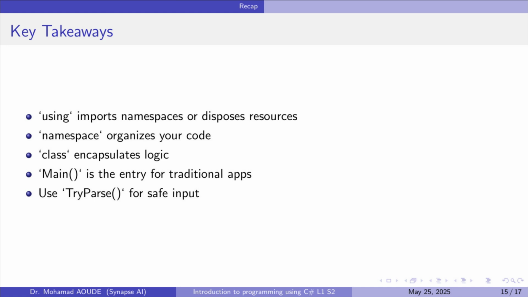Let's summarize. Using imports namespaces or manages resource disposal. Namespace groups your types. A class holds methods and data. Main is the program's entry point. String interpolation and safe parsing are essential for friendly I/O.